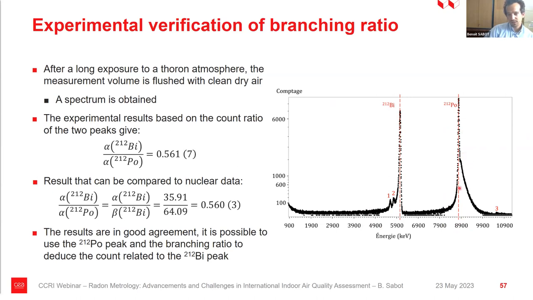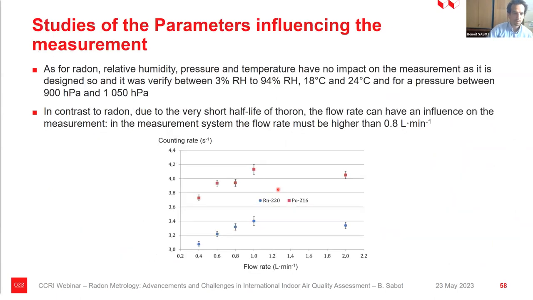One funny thing is that here you can see a tail on the right. It's in fact a beta spectrum. So at the end, with such a measurement, we are able to check if we have a proper ratio between the alpha emission of lead-210 and polonium-212 in our system, which we compared to data with a very nice compatibility of the result. So we are sure we are able to deduce the good quantity.